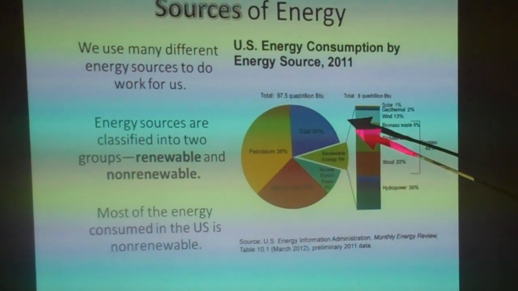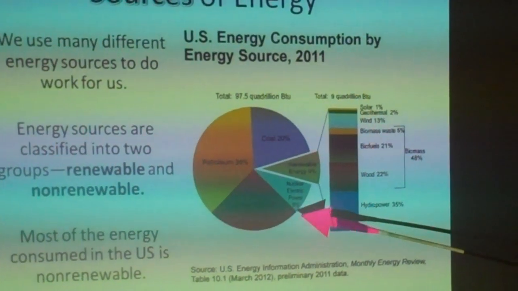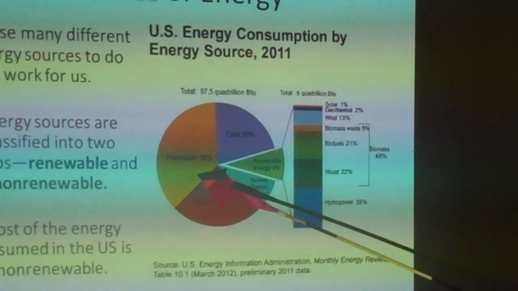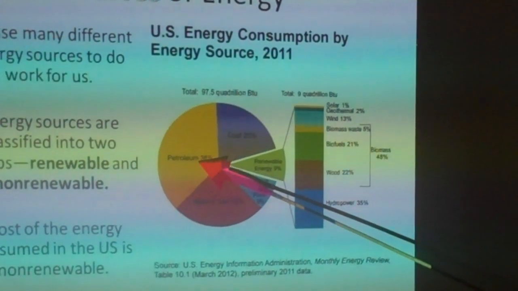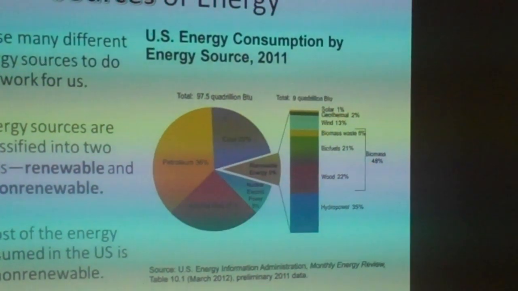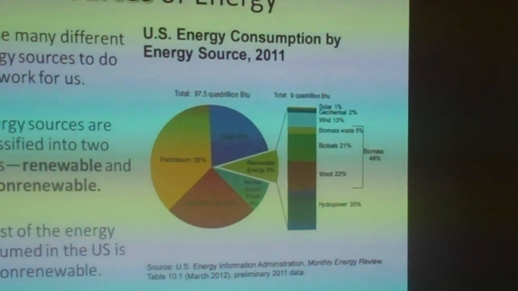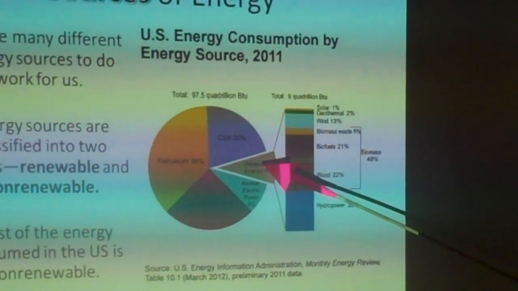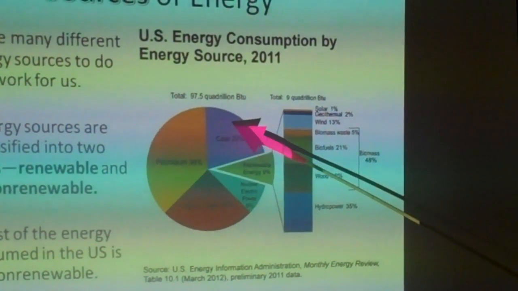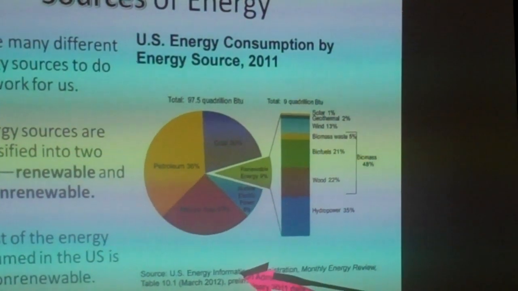If you look at our chart, the pie graph shows that the majority of our energy consumption, that means what's used up, is petroleum. That's like oil and gasoline, 36%. That comes from the Earth's surface deep down below. We pull it out, but once it's gone, it's gone. Coal is also used, and natural gas. Again, these are from the earth. Once they're gone, they're gone.